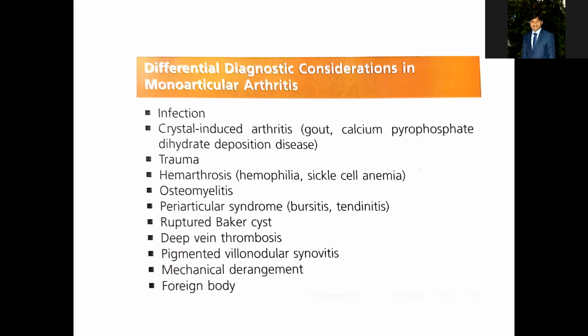In monoarticular arthritis, differential diagnosis considerations include infection; crystal-induced arthritis, due to gout with monosodium urate crystal deposition and pseudogout with calcium pyrophosphate dihydrate deposition; traumatic conditions and hemarthrosis in hemophilia, sickle cell anemia and osteomyelitis; and periarticular symptoms in bursitis and tendinitis. Ruptured Baker's cyst, thrombosis, pigmented villonodular synovitis, mechanical derangement and foreign body can appear like a monoarticular arthritis.